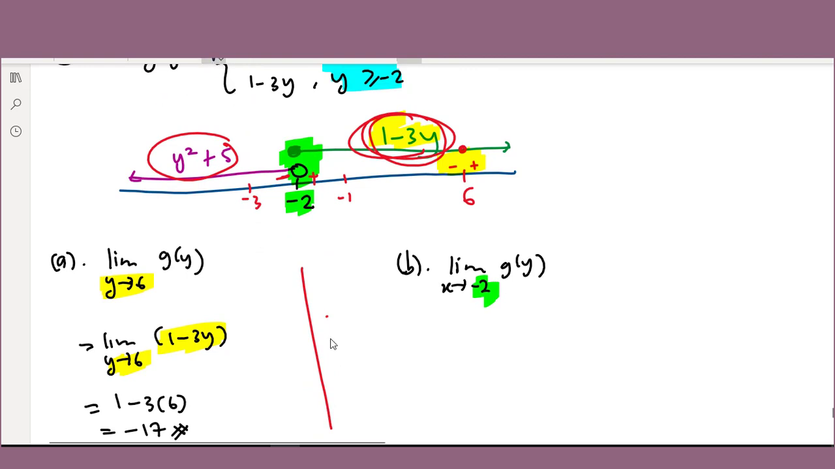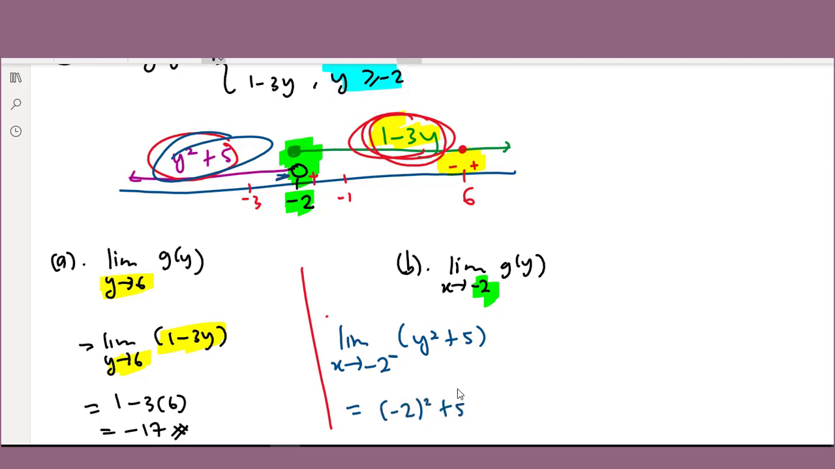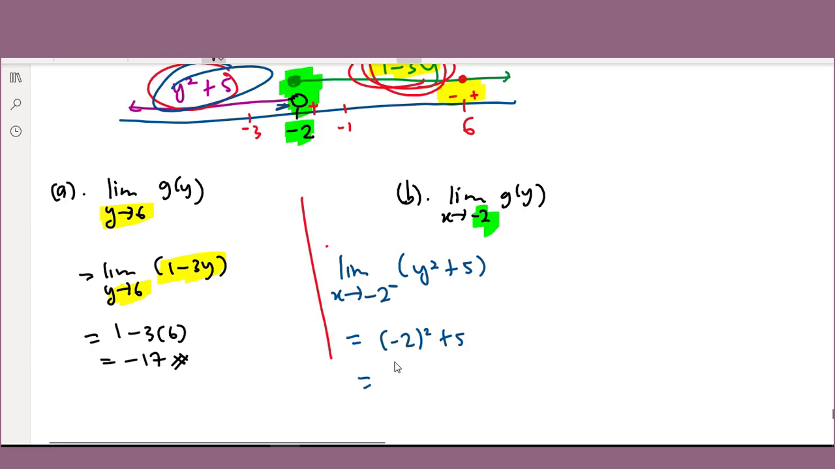Find the limit as y approaches negative 2 from the left. To the left of negative 2, the function is y squared plus 5. Then substitute negative 2 squared plus 5. So this is equal to 4 plus 5, which is 9.